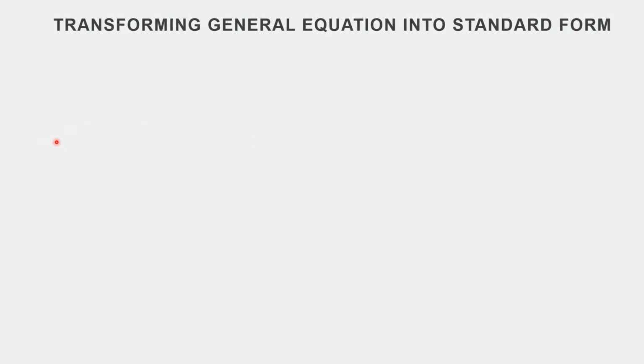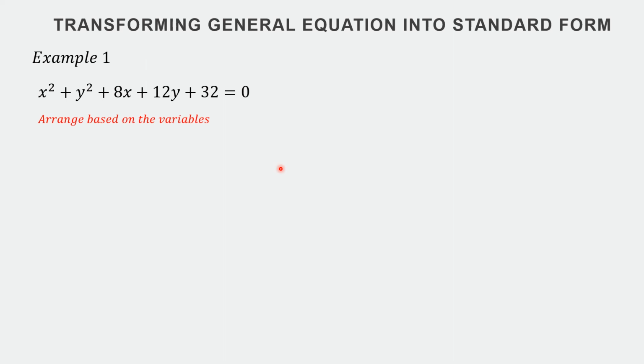Next, how do we transform general equation into standard form? Okay, kanina di ba we transform that standard form into the general equation. Ngayon, we're going to transform it back. So, example number 1, we have this as your example number 1 kanina. Babalik lang natin siya. So, ano ba yung first step? We need to arrange based on the variables. As you can see, we have now x squared and 8x, pinagsama siya, and y squared plus 12y. Nilipat na natin si constant sa kabila, kasi it will represent the radius.